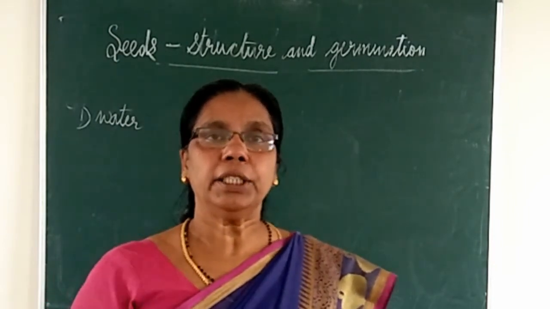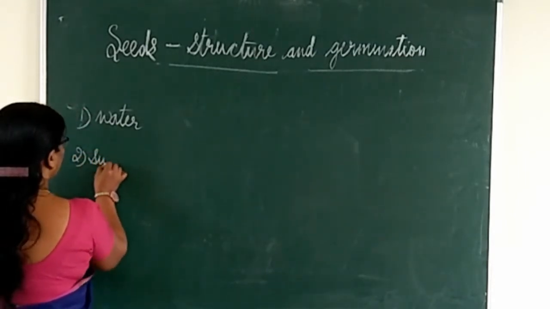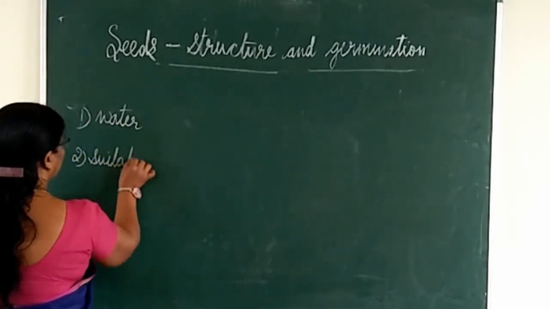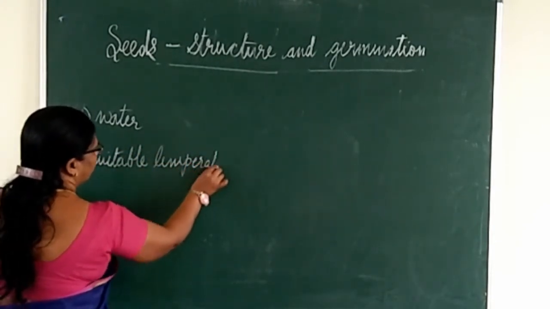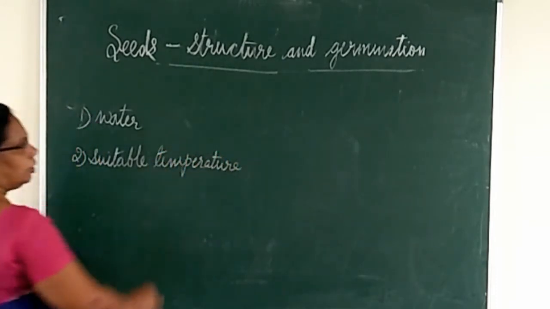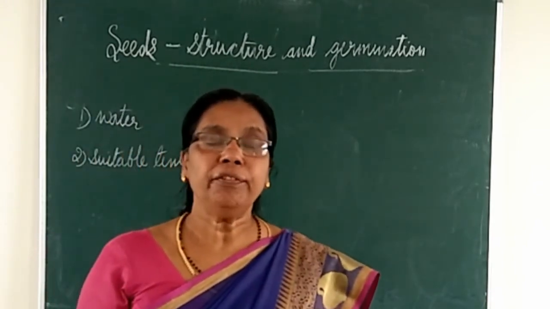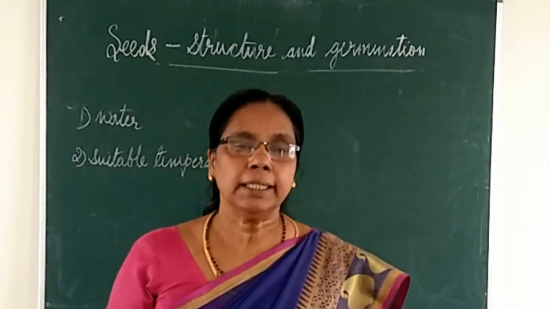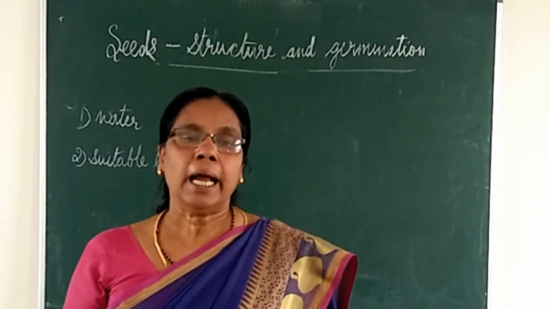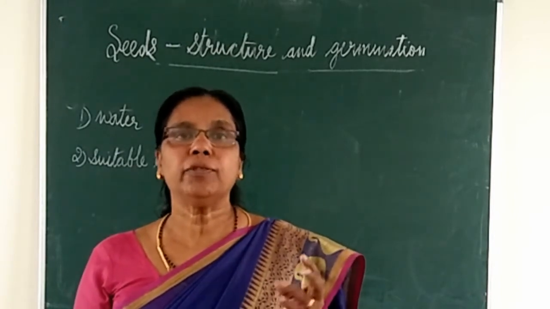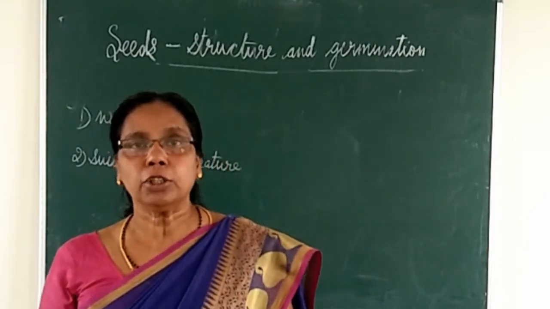Let us see the next condition, which is suitable temperature. Second one is suitable temperature, which is needed for the growth of this seed. If it is too cold, growth will be inhibited and no growth will take place, and if the temperature is too high, decay or spoilage of the cells will take place. It destroys the growth of the cell.